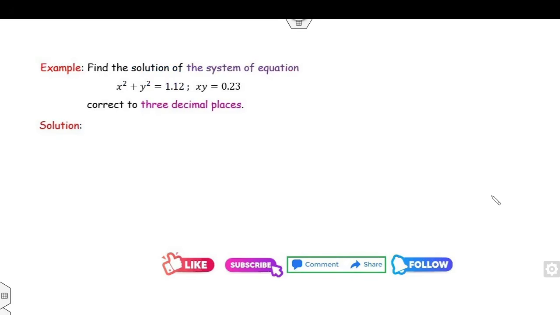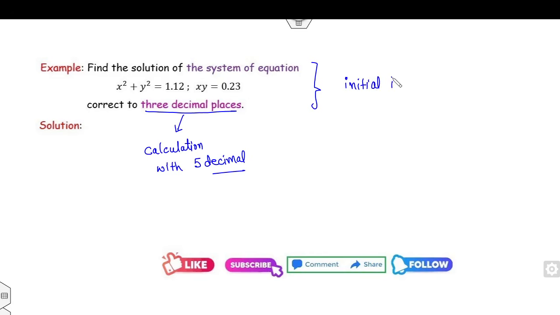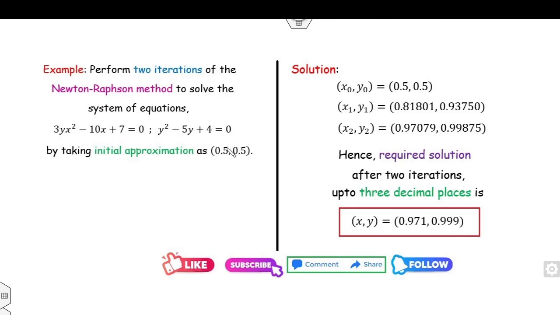Look at the second question. Find the solution of the system of equations correct up to 3 decimal places. That means you will do all the calculations with how many decimal places? With 5 decimal places. But you can see in this question, the initial point is not given. Is the initial point given to you? No. The initial point is not given, but in the previous example, the initial point was given.